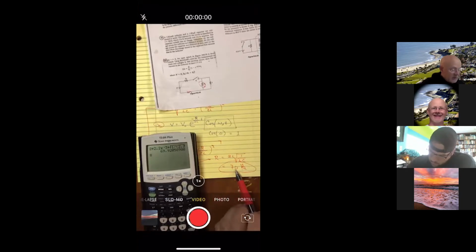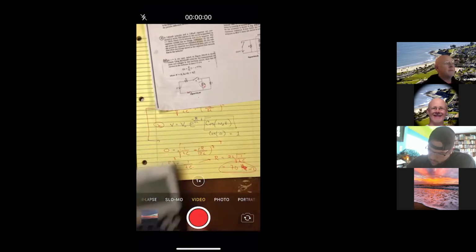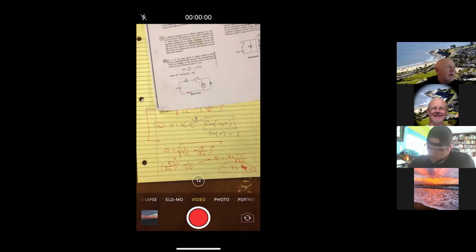And then this is the 70. Oh, why did I put hertz? 70 ohms. So 70 ohms would give you the critical resistance that would give you 0 frequency. Okay, that makes sense. Awesome. Thank you.